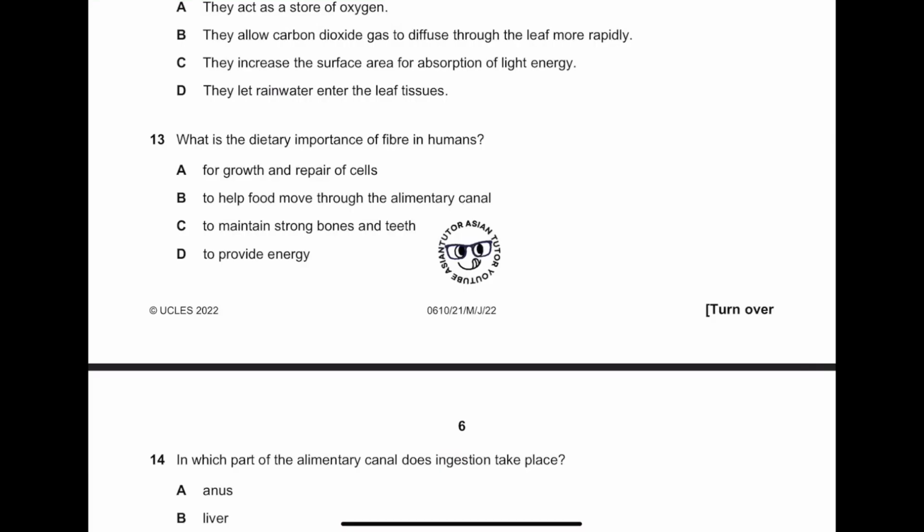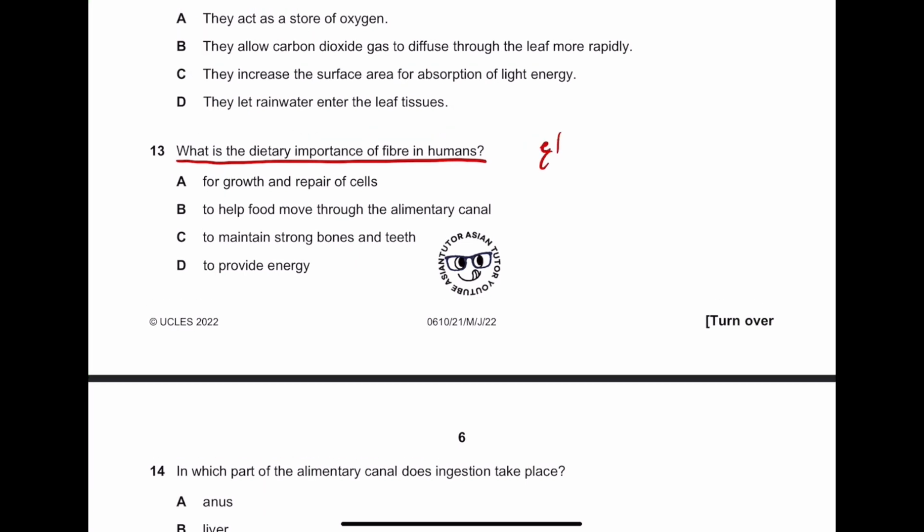Number 13. What is the dietary importance of fiber in humans? So fibers are made of cellulose. Cellulose is found in cell walls of the plant cells.